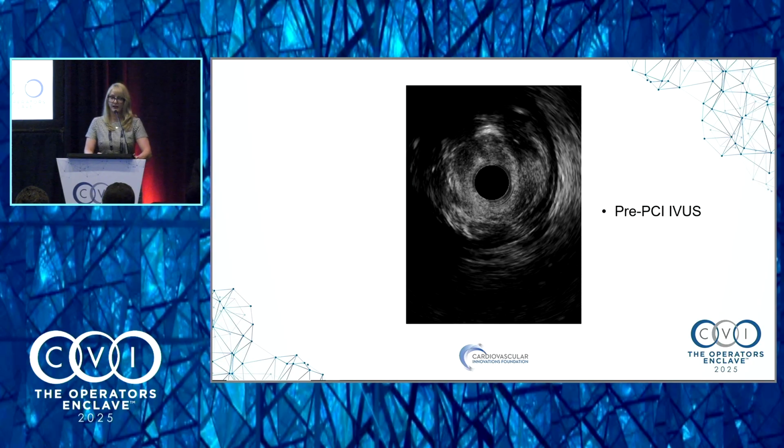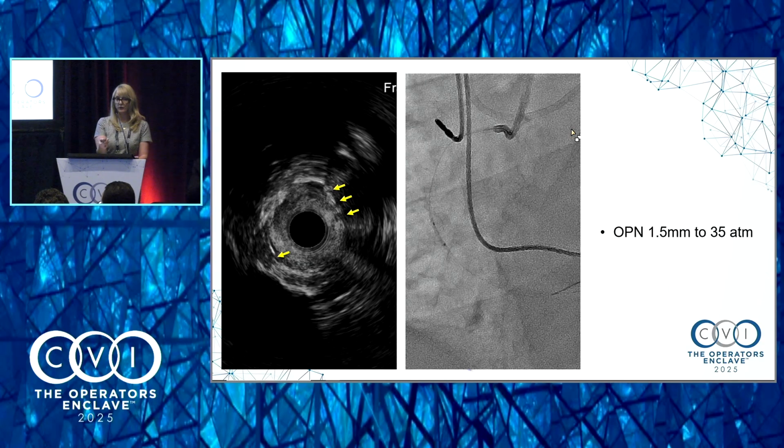So pre-PCI IVUS, you can see that there's a tight lesion there with, not a complete arc of calcium, but fibrocalcific disease and a small inner ring of calcium around the tight area of disease. So I took a 1.5 OPN down to that tight lesion site and inflated to 35 atmospheres, and you can see some small initial cracks in the inner ring of calcium.